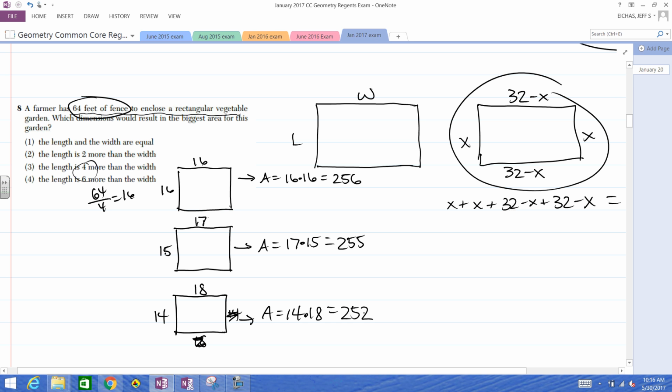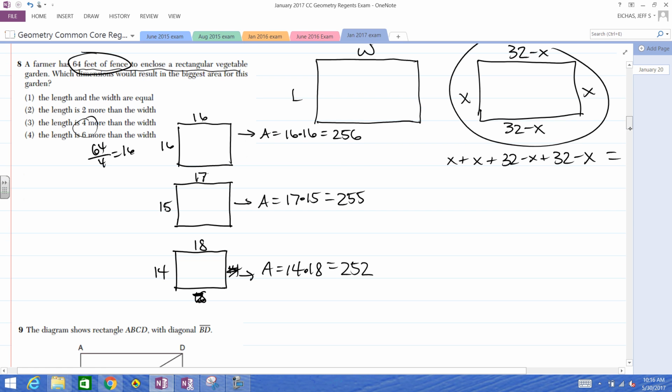Looks like your best area, your highest area, is going to be when the length and width are the same. But just to be thorough, let's fully work this problem here. Let's go over to the third case, 6 more. Let's take this down to 13. That would be 19. Yeah, that adds up. If you had 13 and 19 in these spots, you get 32 for the perimeter. And then for area, what's 13 times 19? 247. Okay, so this is your best one. Length and width are equal.